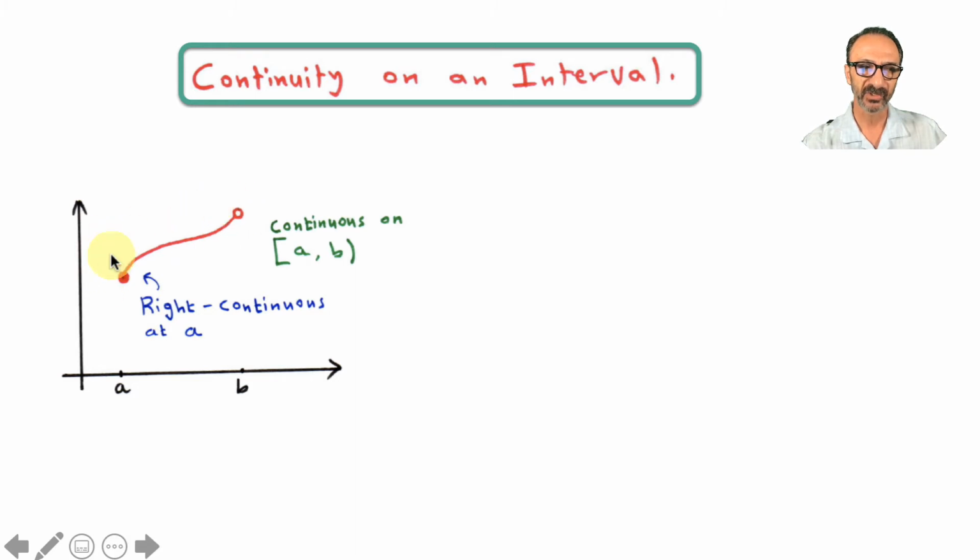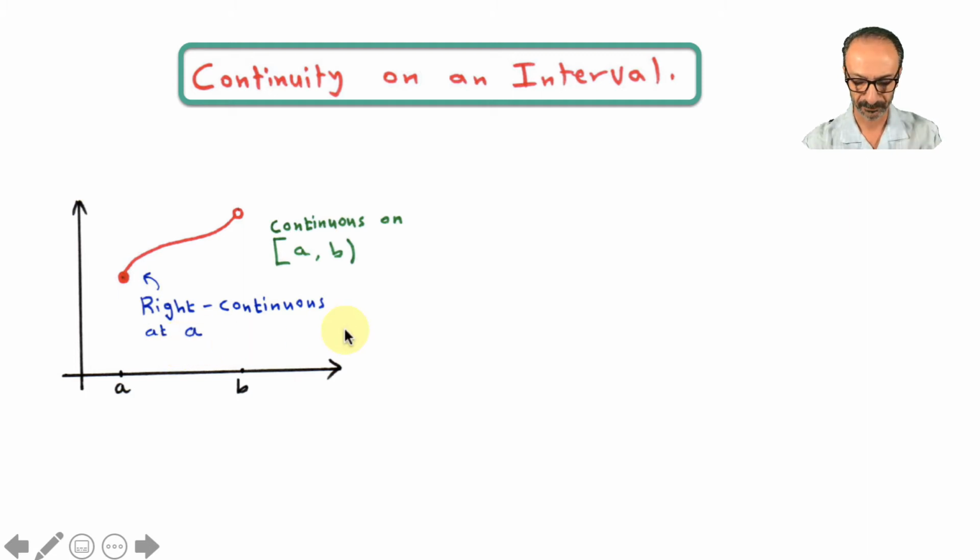This here is defined from a to b. A is included, part of my domain. B is out of my domain. Continuous on the interval from a all the way to b, not including b. When you approach a, you approach it from the right. That's called right continuous at a.